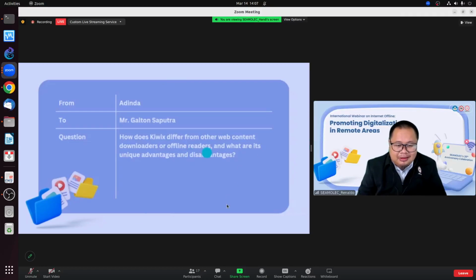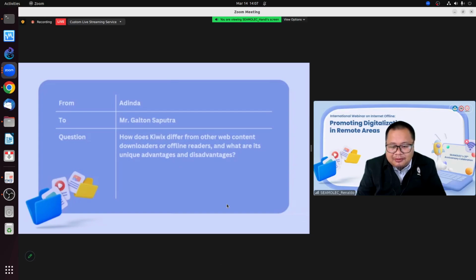Galton Saputra. And the question is, how does Kiwix differ from other web content downloaders or offline readers? And what are its unique advantages and disadvantages? This is for Mr. Galton. So, Mr. Galton Saputra, please.